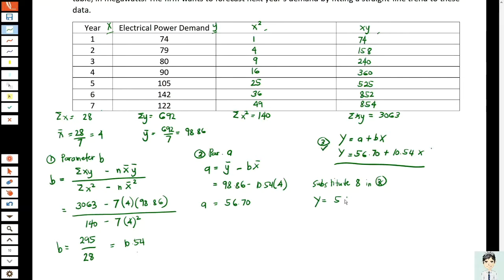So y is equals to, in equation number 3, ayan, 56.7 plus 10.54 yung x, 8. Diba? So we have the y of 141.02 or 141 megawatts. Diba? So therefore, ang ibig lang sabihin yan, yung demand for year 8 is equals to 141 megawatts.